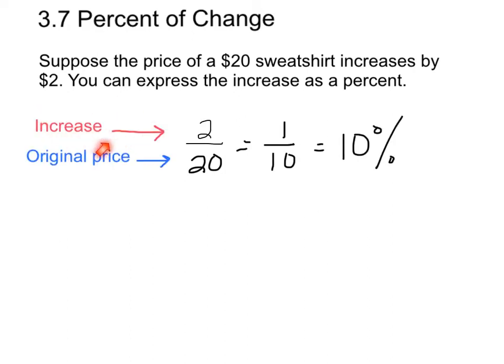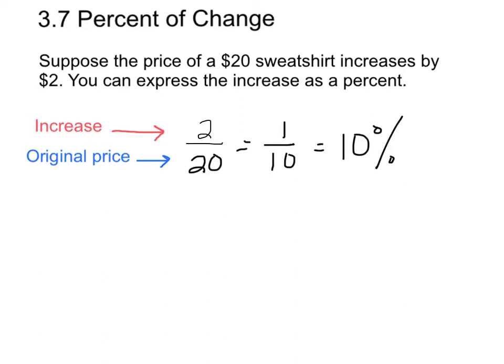You'll notice that I color-coded here that the red, the increase, was $2. The original price was 20. So we took the increase and we divided it by the original price. So as you can see, there was a 10% increase in the price. This right here is an example of percent of change.